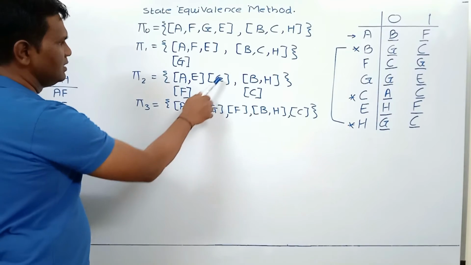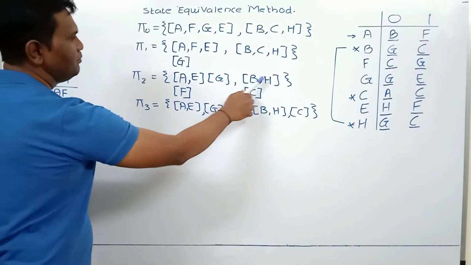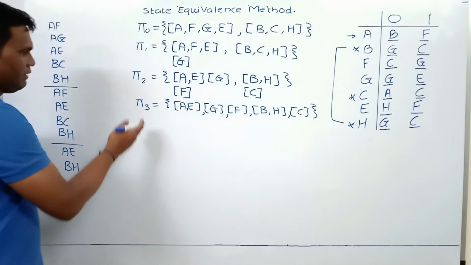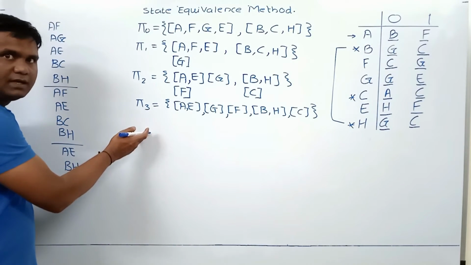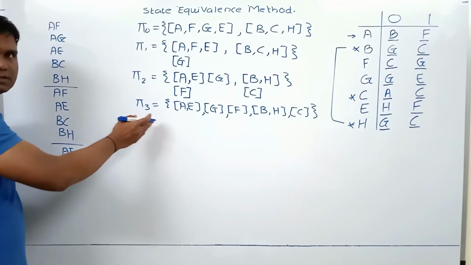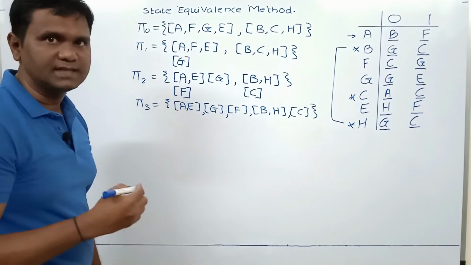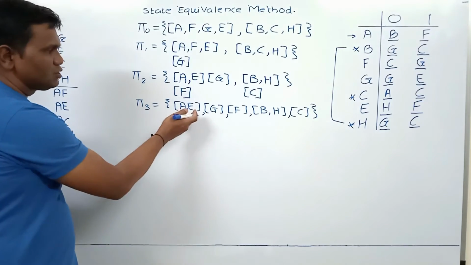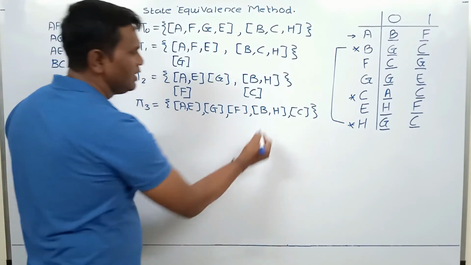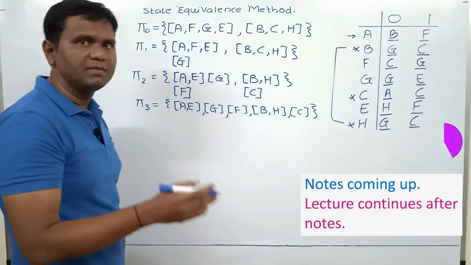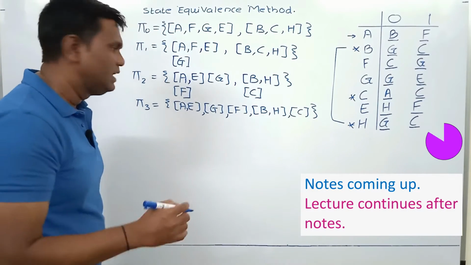AE, AE, G, G, F, F, BH, BH, C and C. So even if we calculate 4 equivalent, 5 equivalent and so on, we will get the same set. So A and E, they are equivalent states. They will be merged together in the minimal DFA. B and H, they are equivalent states. They will be merged in minimal DFA.